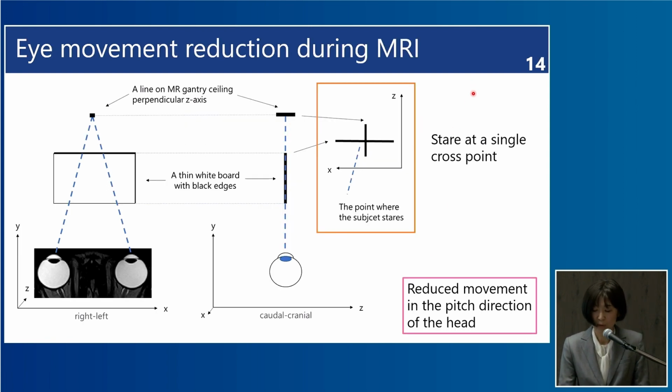During dynamic MRI, the subjects were asked to stare at a single cross point. The horizontal line of the cross point consisted of a white board with black edges, so that the subject's gaze was always parallel to the XY plane. This approach reduced movement in the pitch direction of the head.